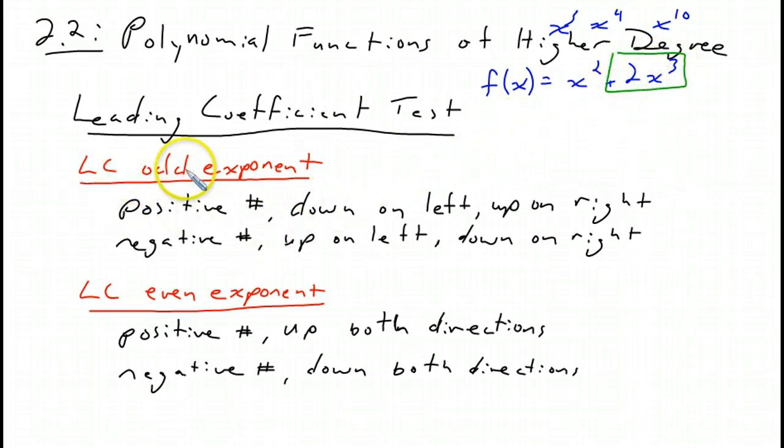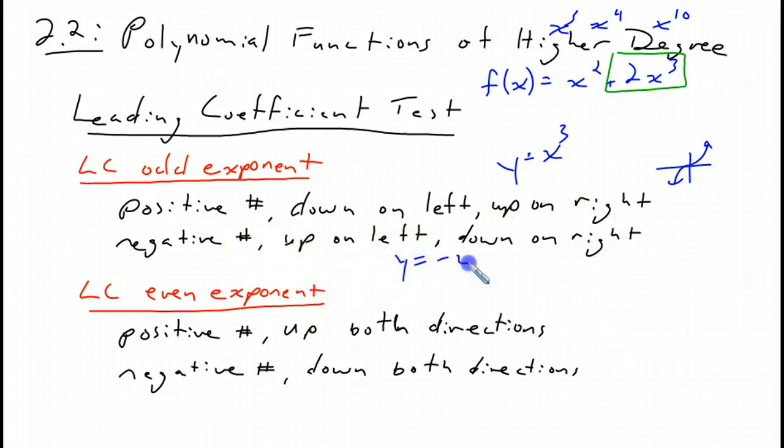So when our leading coefficient has an odd exponent, just like this other example does up here, if it's a positive number, it's going to go down on the left, up on the right on our graph. So if we have a positive, this is like y equals x cubed. We know that it's going to go up on the right and down on the left. If it is a negative number, so if we have something like y equals negative x cubed, then it is going to do just the opposite. It's going to go up on the left, and it's going to go down on the right.